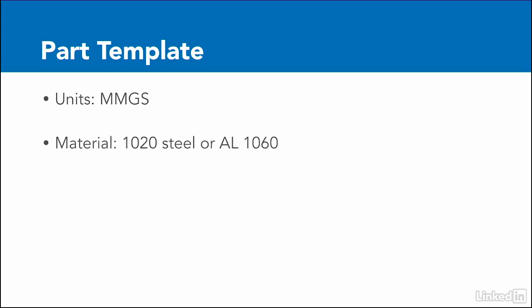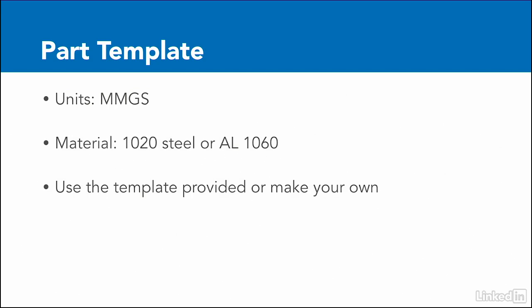The base template that I'm going to provide for you guys, or the ones that are going to be asked for you to create when you're doing the exam, most of the time are going to be in the millimeter gram second unit system. The most common materials that I've seen is 1020 steel or 1060 aluminum. You can use the template that I've already provided for you, or you can create your own, all depending on the exam and your circumstances.